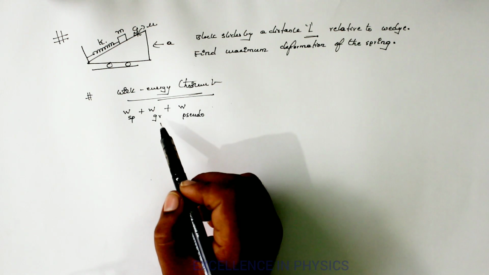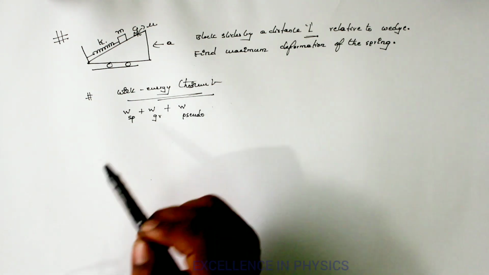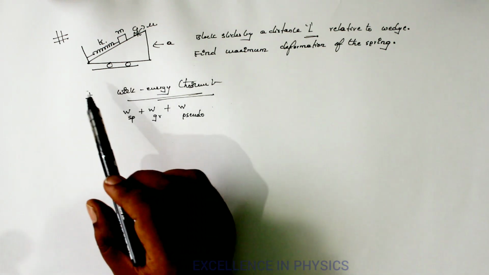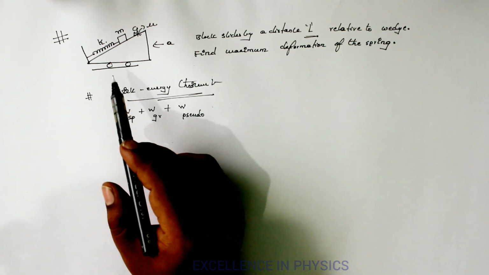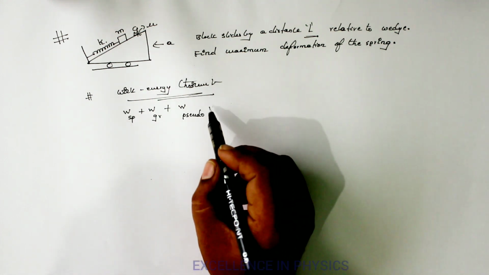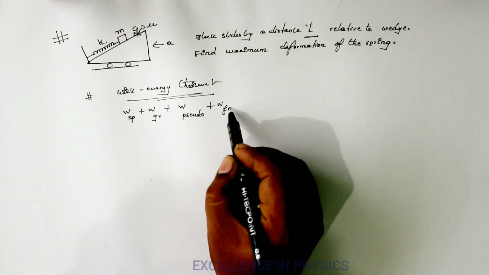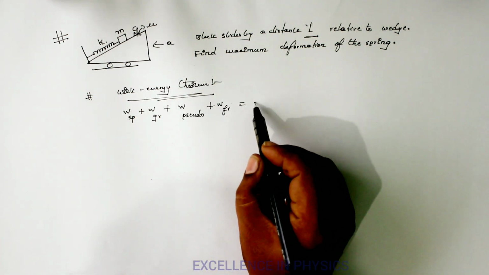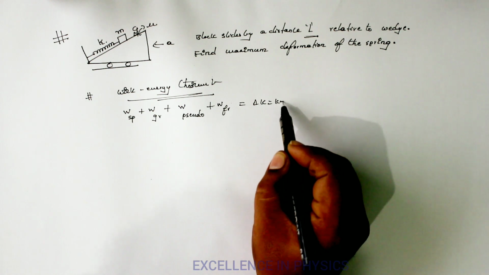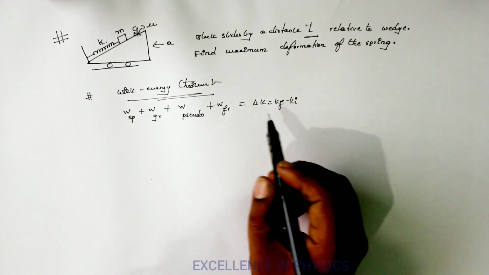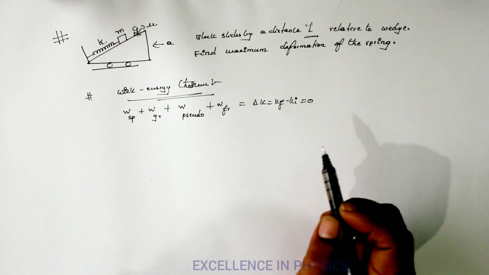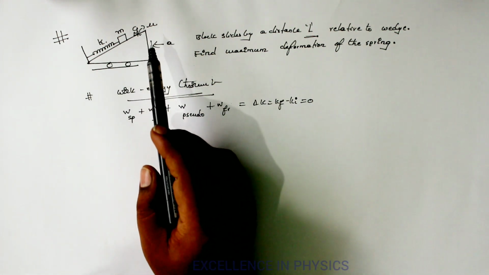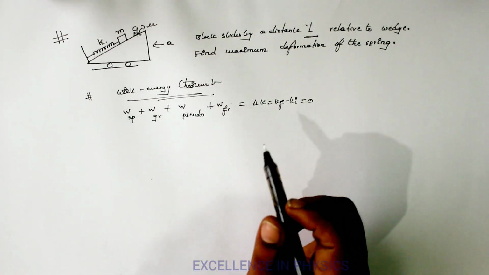Spring force, gravitational force, pseudo force, and any other force acting in this condition. Work done due to friction is also present, because here there is a coefficient mu. The total should be equal to delta K, which is K final minus K initial. And K final minus K initial is 0, because with respect to this observer, this mass is always at rest, initially and finally.